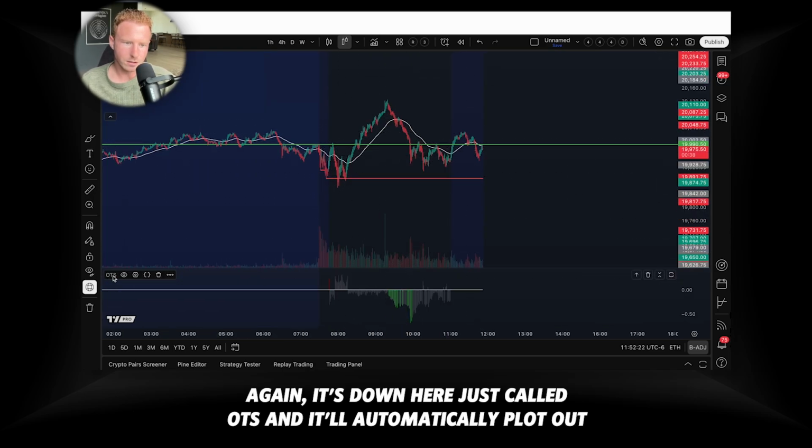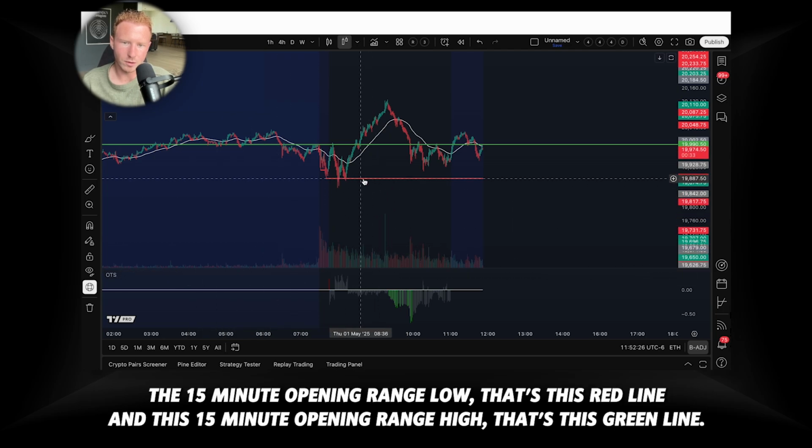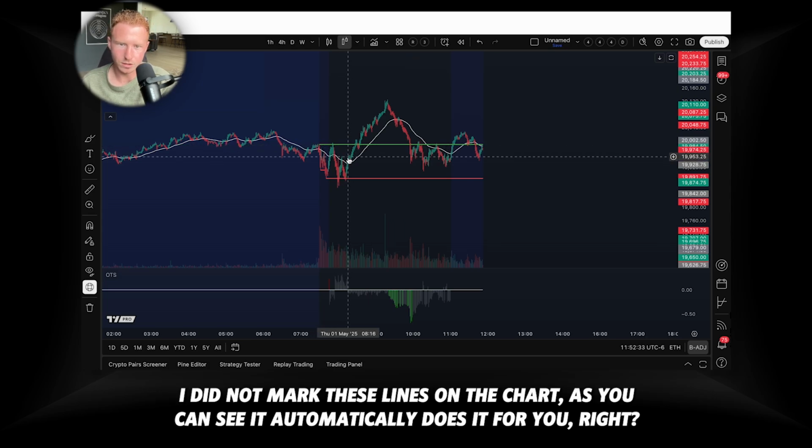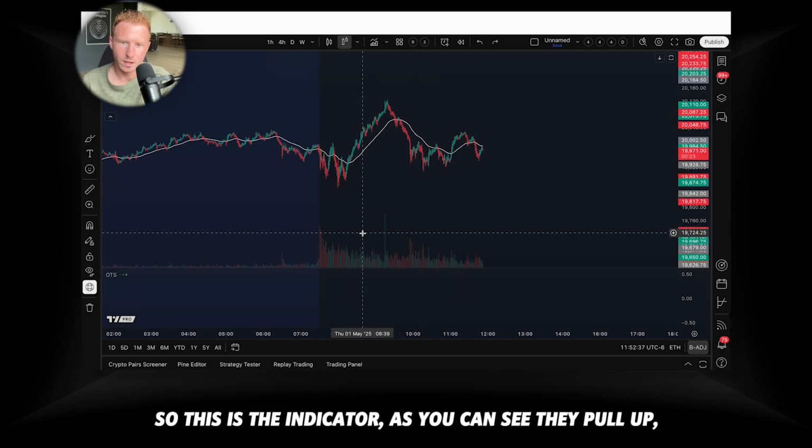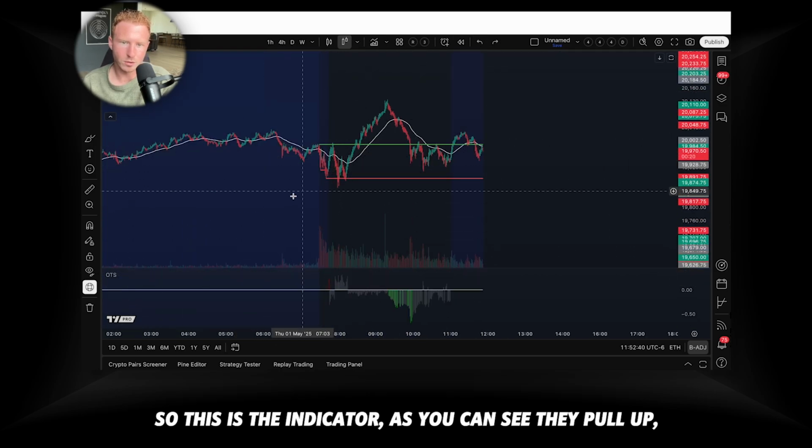Again, it's down here, just called OTS, and it'll automatically plot out the 15-minute opening range low. That's this red line, and this 15-minute opening range high. That's this green line. I did not mark these lines on the chart. As you can see, it automatically does it for you, right?